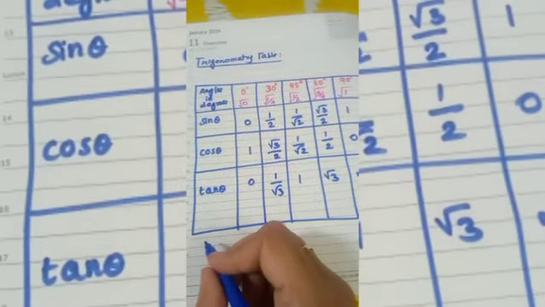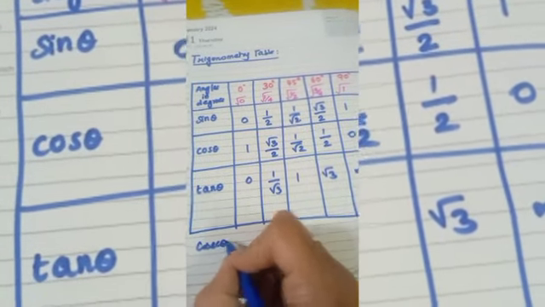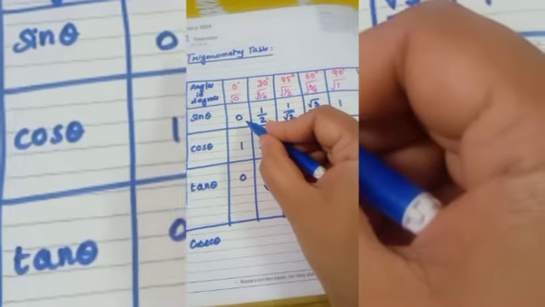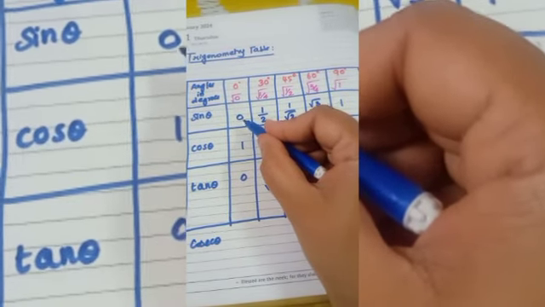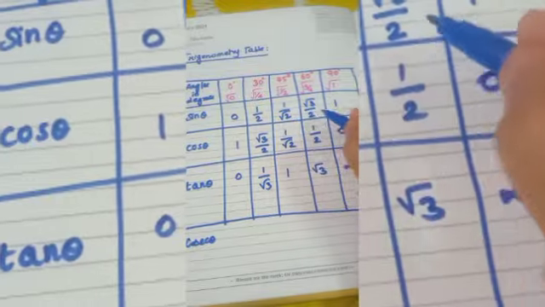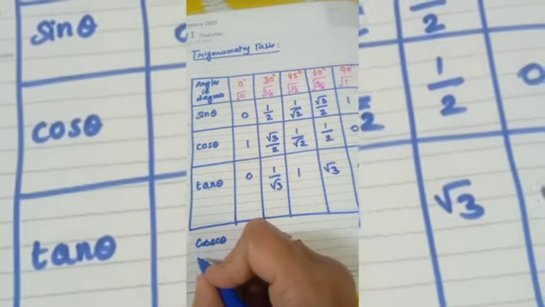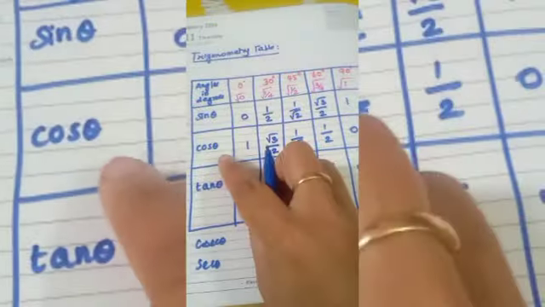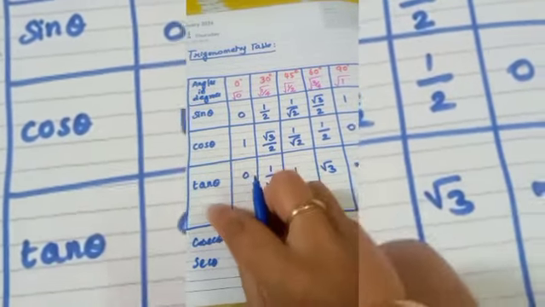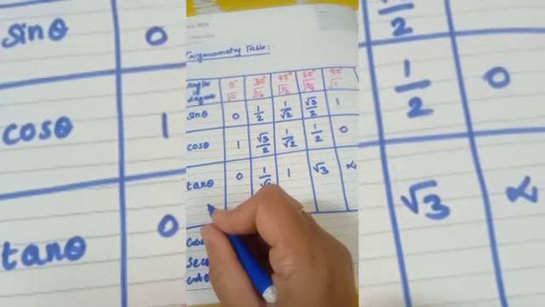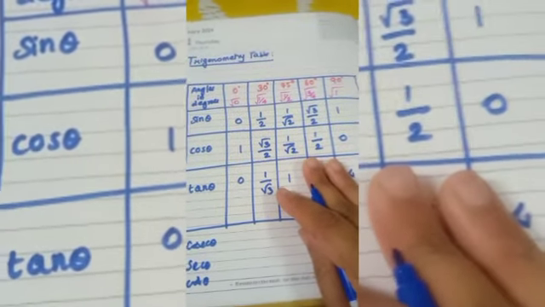If you want to find the cosecant theta, it is the inversion of sin theta. So we can write what? 1 by 0 means infinity, 2, root 2, 2 by root 3 and then 1. Similarly fill out the secant theta, which is the inversion of cos theta. And then fill out the cot theta, which is the inversion of tan theta. I hope you understood.